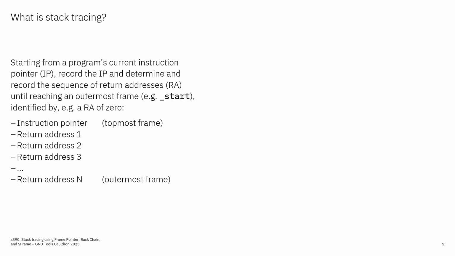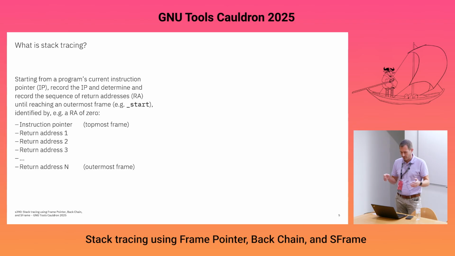So what's then stack tracing? That is this process of starting from the current program instruction pointer to record that and then somehow determine the sequence of return addresses until reaching a so-called outermost frame, such as start, where there is no caller. That is usually identified by something like the return address is 0. The instruction pointer relates to the topmost frame and the last return address to this outermost frame.